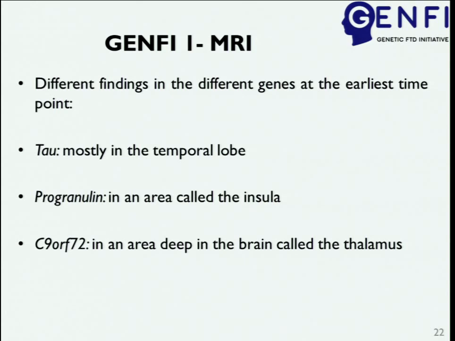And actually, if you look at the individual genetic types, you see different bits of the brain going first in the different genetic types. So in tau, it's actually the temporal lobe that goes first. In progranulin, it's this bit of the brain called the insula. And in C9orf72, it's a bit deep within the brain called the thalamus. So it's interesting that although these all cause frontotemporal dementia, they have slightly different patterns of cell loss, of which bit of the brain is lost first.